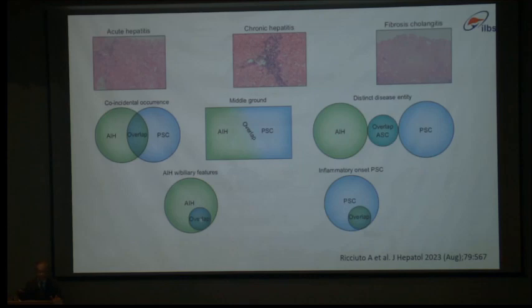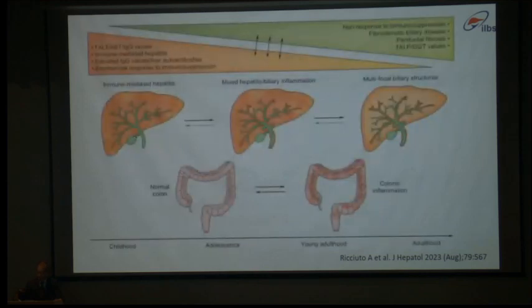The other thing is the overlap may happen in the setting of AIH, when the biliary changes may progress because of inflammation of the ducts and duct destruction, and in the setting of PSC there is more inflammation, so then it is predominantly PSC and subsequently overlap.